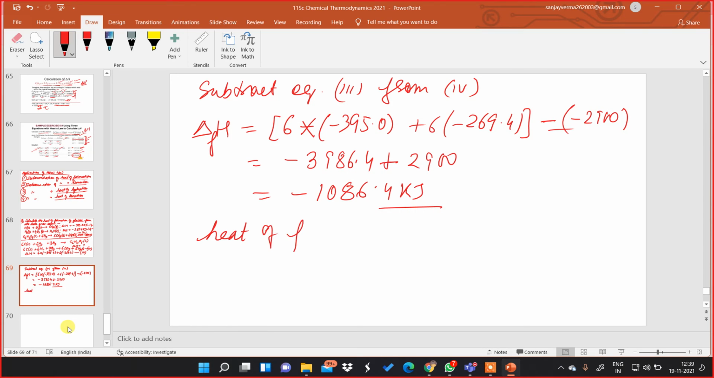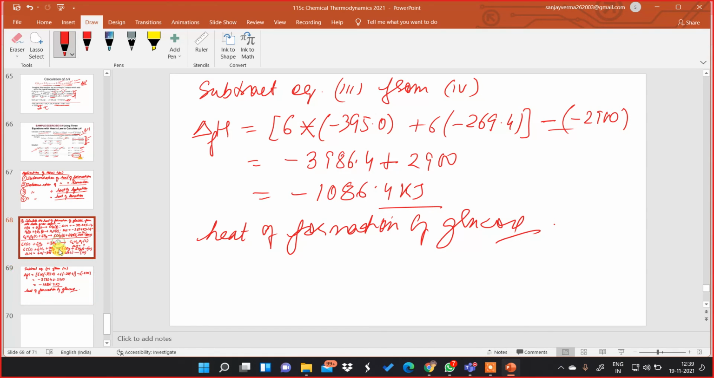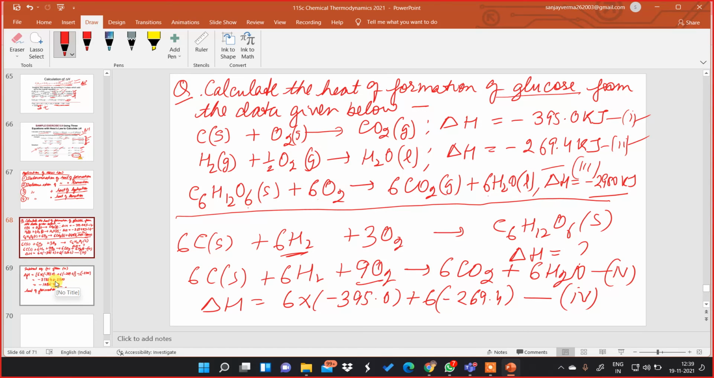Heat of formation of glucose. This is one example, using Hess's law of constant heat summation. This sum you can practice. Have a look at the working once again. This is the question, so from the question only, make equations. The first is equation 1, the second is equation 2, and the third is equation 3.